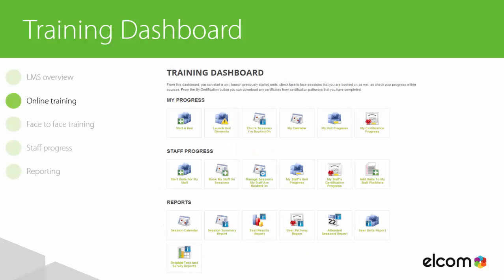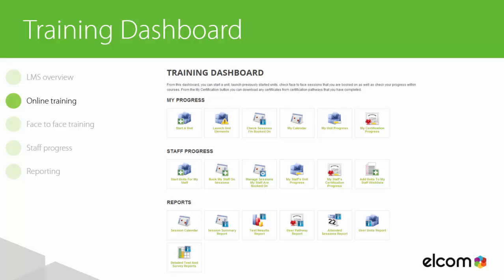This is an example of the training dashboard. You'll see that we have a My Progress section, a Staff Progress, and a Report section. The My Progress section is only for users within the system to complete training. The Staff Progress is for trainers so that they can go and see what users have completed as well as what they haven't completed. The Report section is so that you can export out information to Excel.